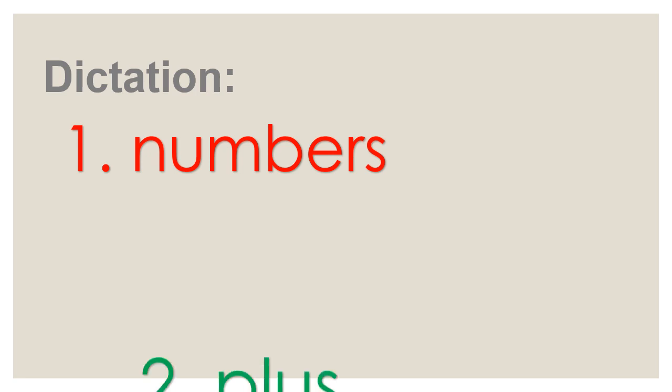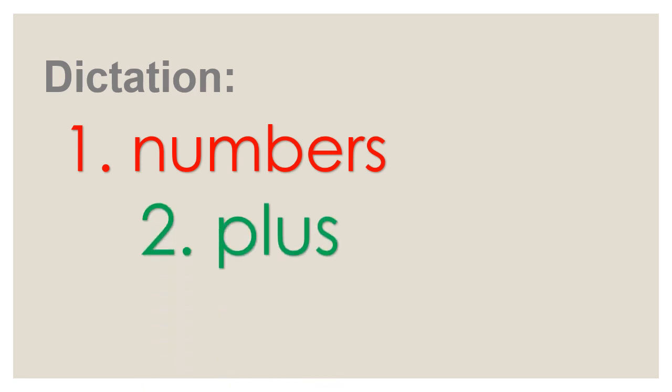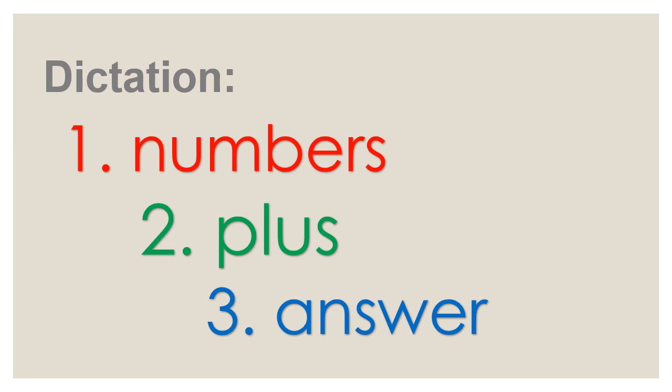Number two is plus. Plus. That is number two. Write it down in your notebook. And number three is answer. Answer. So these are the three words for dictation for today's lesson. Again, number one, numbers. Number two, plus. And number three is answer.